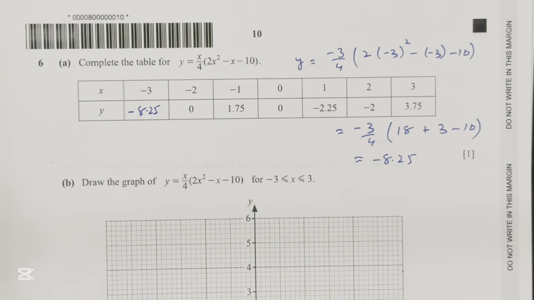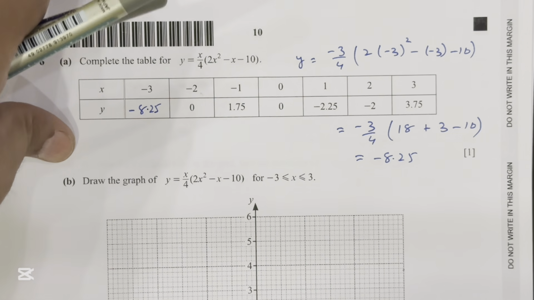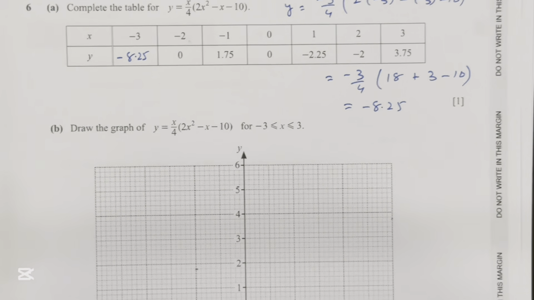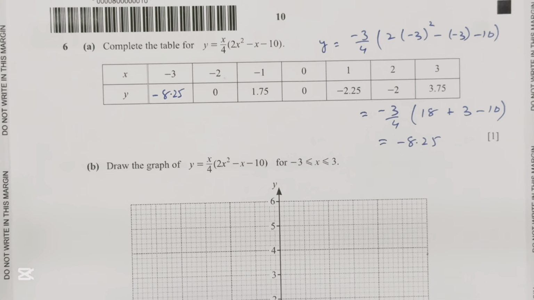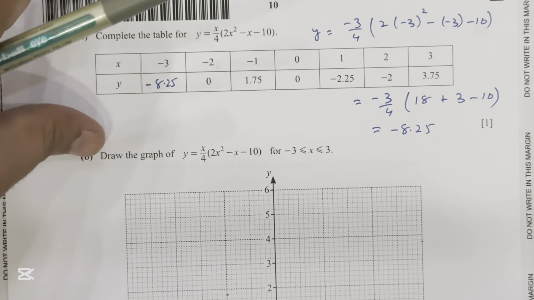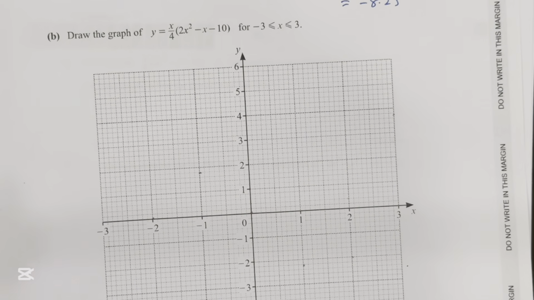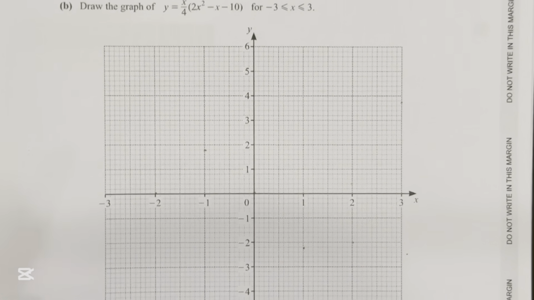Now it's part B. You need to draw the graph for these points, y is equal to x by 4 plus 2x squared minus x minus 10. Okay, first value is at minus 3, the value is minus 8.25. So at minus 3 it would be minus 8.25, and this would be our point.